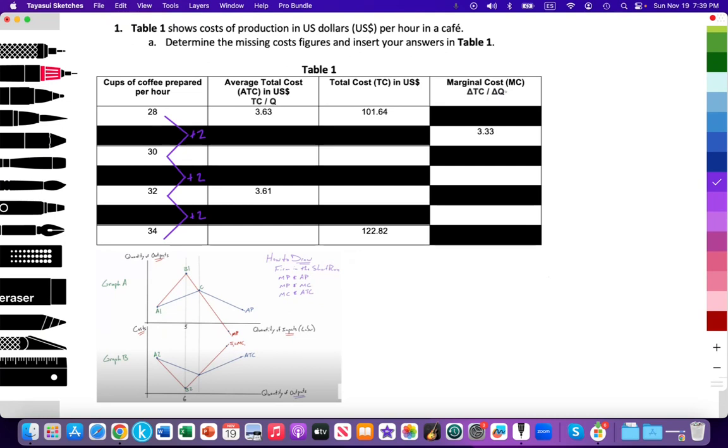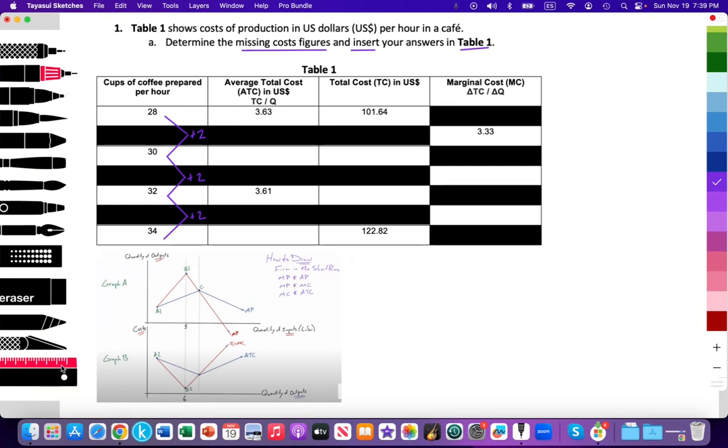So this formula is not provided to you. You don't get a formula sheet, so you need to know that. Marginal cost, change in total cost divided by change in quantity. On an exam, they can give you a table where it's not filled in completely. So it asks us here to determine the missing cost figures and insert your answer into table 1. So we've got to complete this. So I'm going to ask you to pause the video and think about how you would calculate this and try filling in these blank spaces, and then we'll check your work. So go ahead and pause the video now.